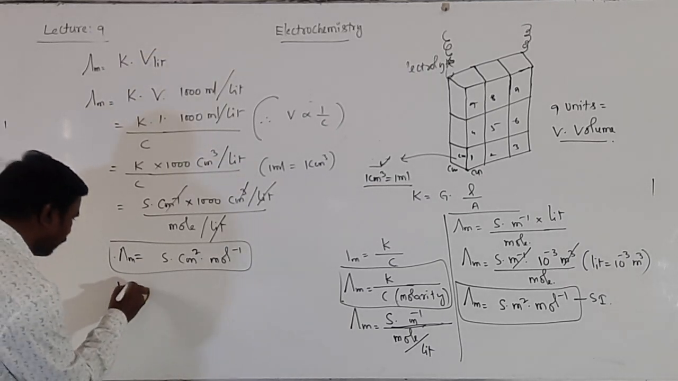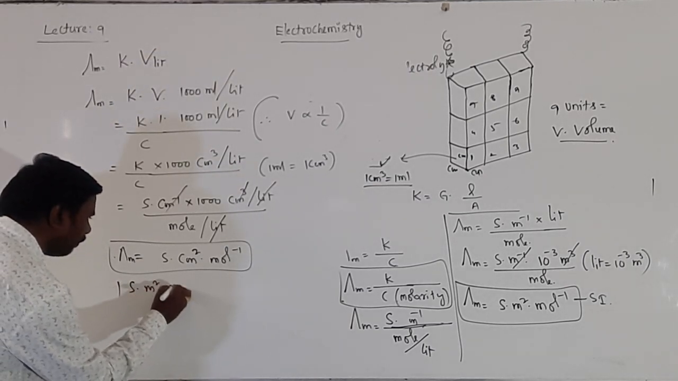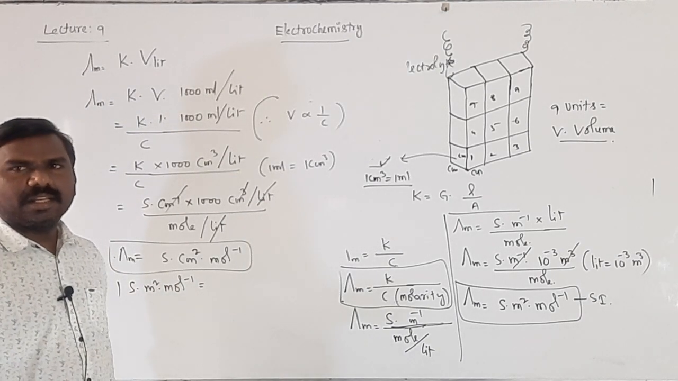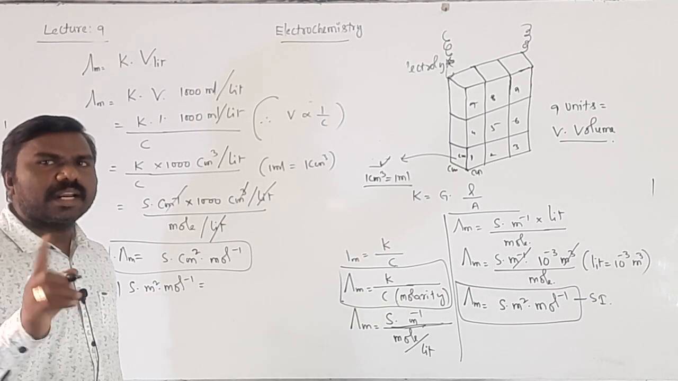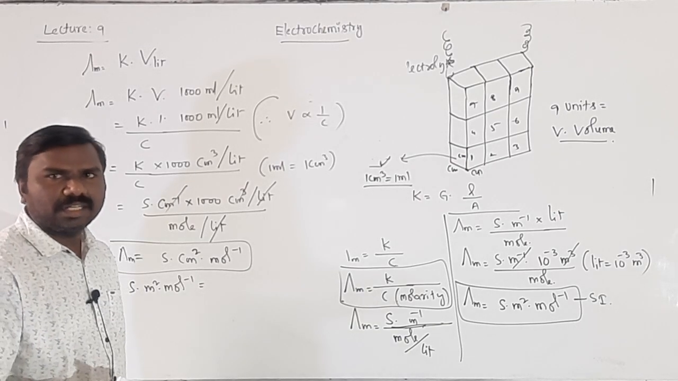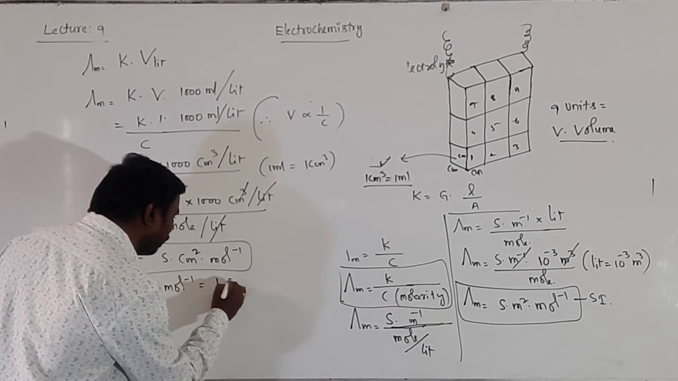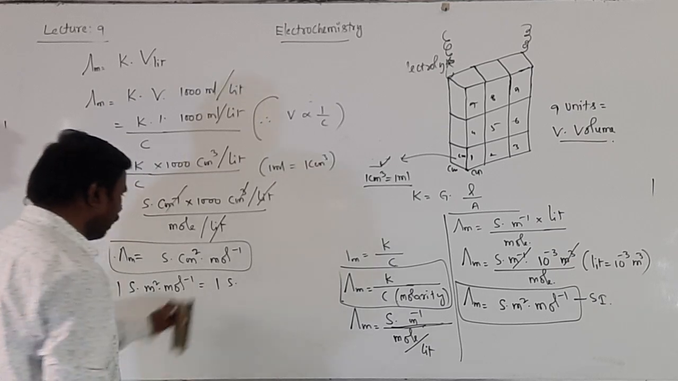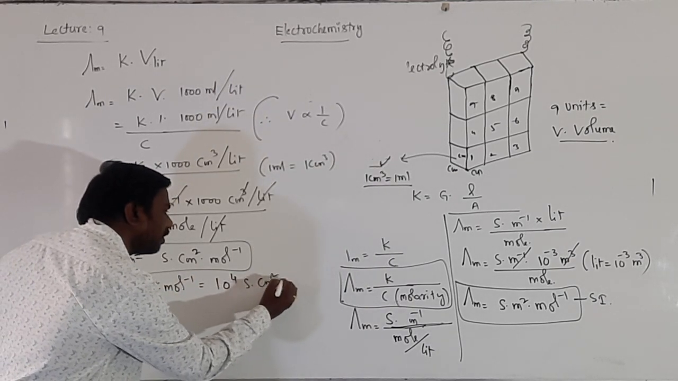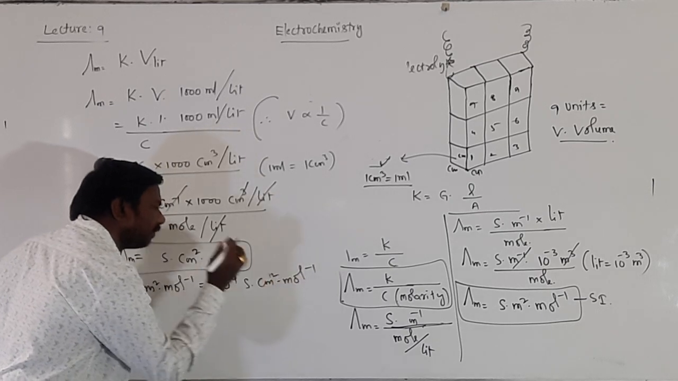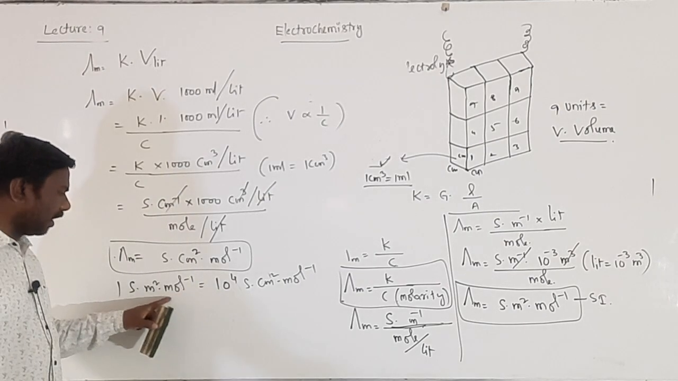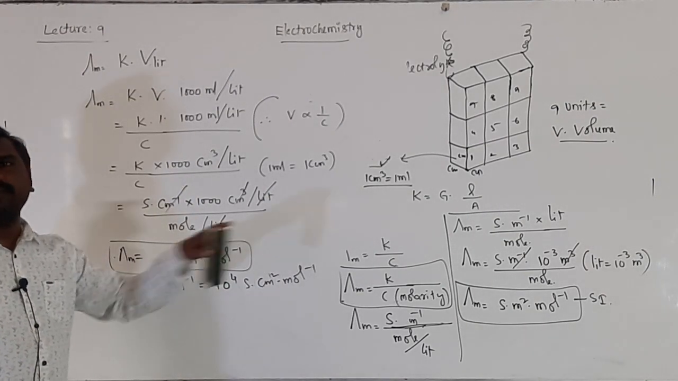1 Siemens meter square mole inverse is equal to... 1 meter equal to 100 centimeters. 1 meter square equal to 10,000 centimeters. Then obviously 1 Siemens meter square mole inverse is 10 to the power of 4 Siemens centimeter square mole inverse. Okay, 1 meter equal to 10 to the power of 2, 1 meter square equal to 10 to the power of 4.